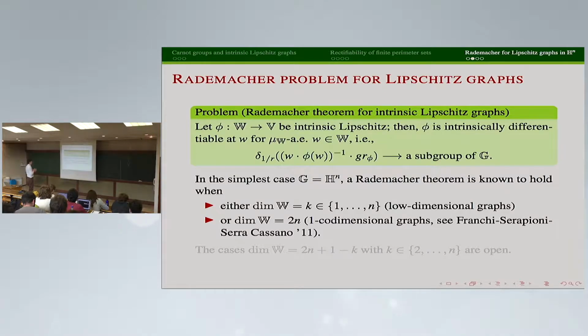The other case when a Rademacher theorem is known is the case of graphs of codimension 1. This was proved a few years ago by Franchi, Serapioni, and Serra Cassano. So when W has dimension 2n, then it has to be a vertical subgroup.